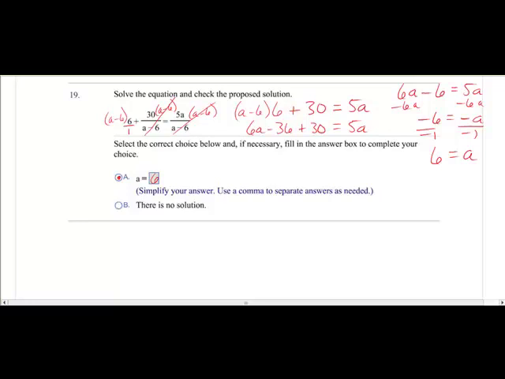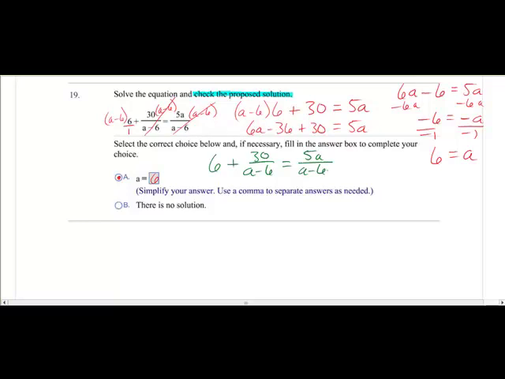Here's the problem with that. You have to check your solution. Notice it even said it in the directions back up at the start of the problem, and check the proposed solution. What do I mean by that? Well, if you take a equals 6 and plug it into the original equation, notice what's going to happen. My original equation was this. Let me rewrite it here. 6 plus 30 over a minus 6 equals 5a over a minus 6.